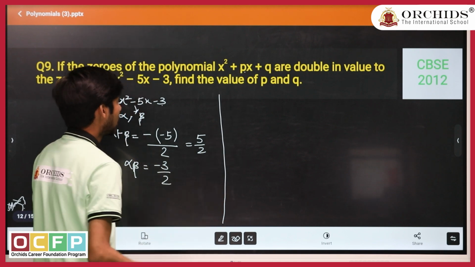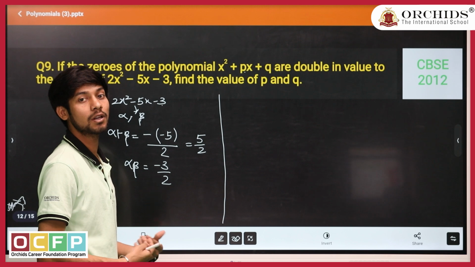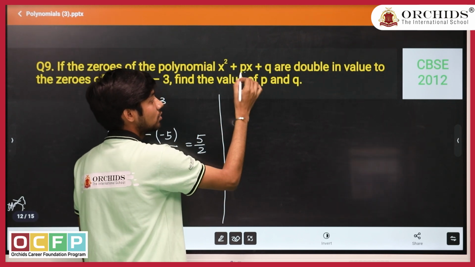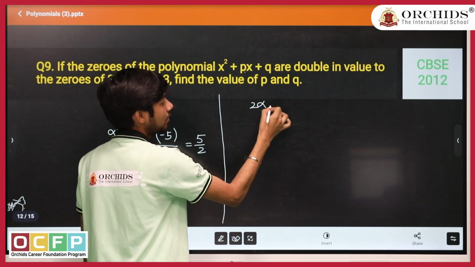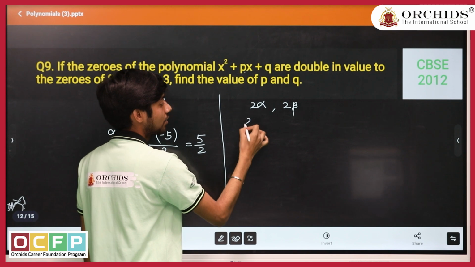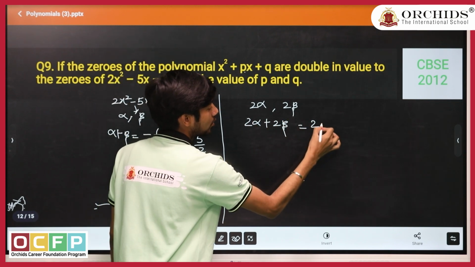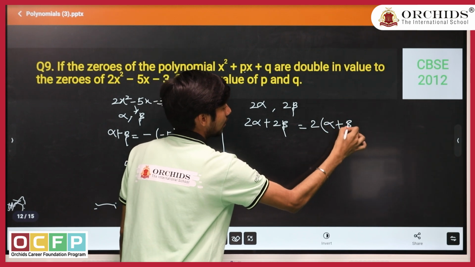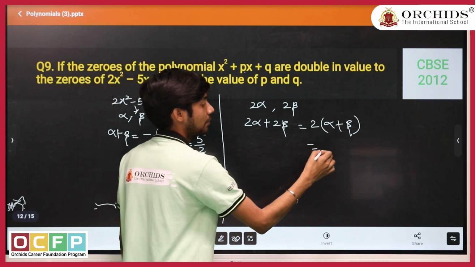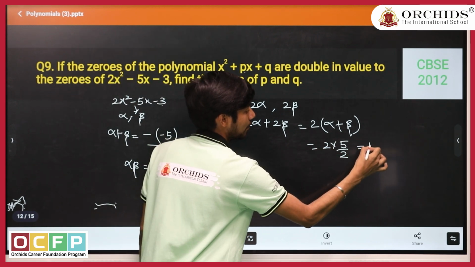Now it's given that zeros of the polynomial x square plus px plus q are double of the first one. So we can write the zeros of this polynomial are 2 alpha and 2 beta. So if we find sum of zeros, we'll get 2 alpha plus 2 beta, or we can write 2 times alpha plus beta. And we already know the value of alpha plus beta, that is 5 by 2. So 2 into 5 by 2 is equal to 5.